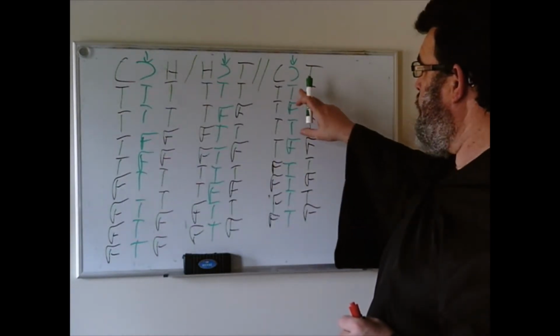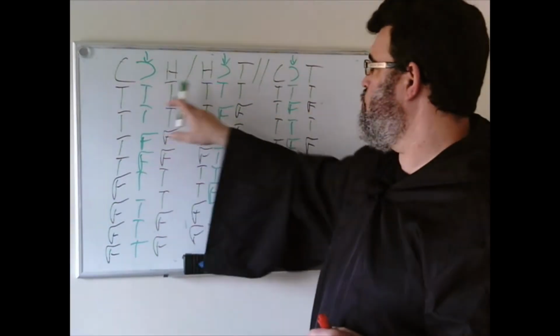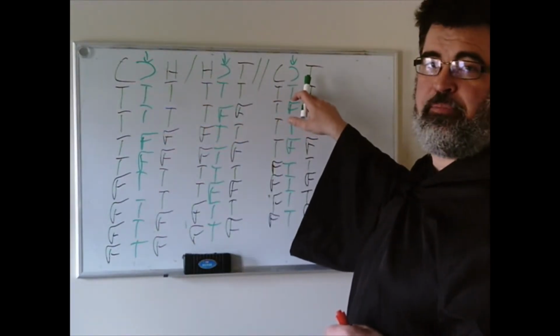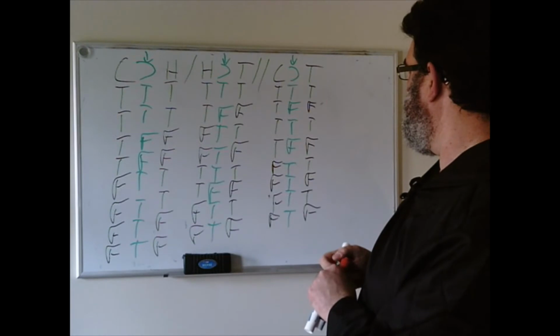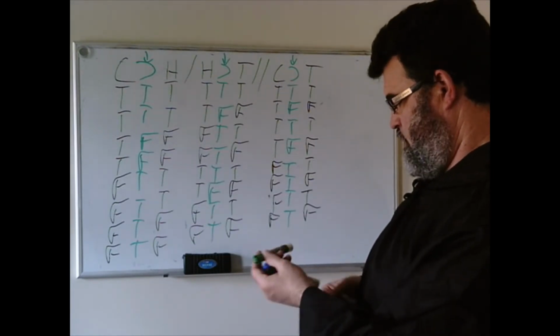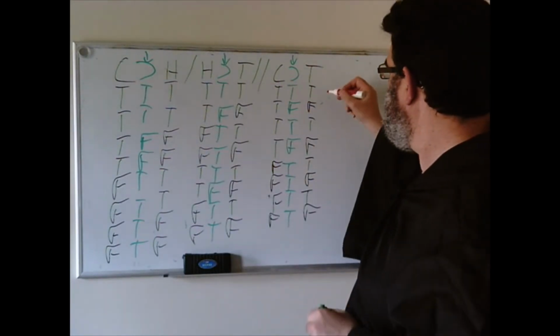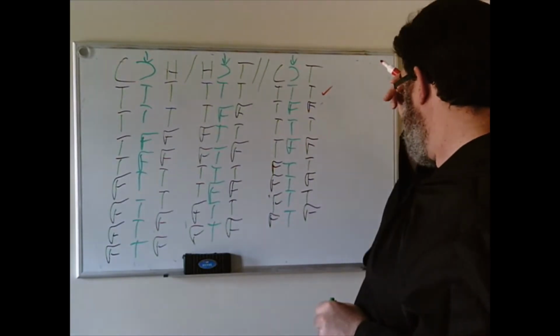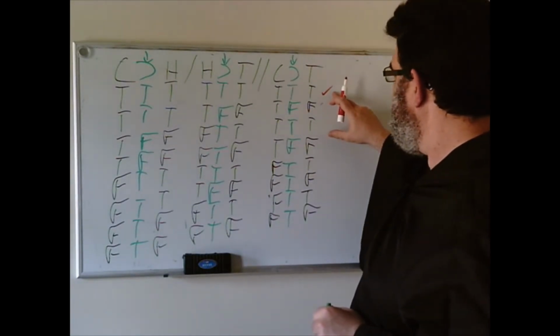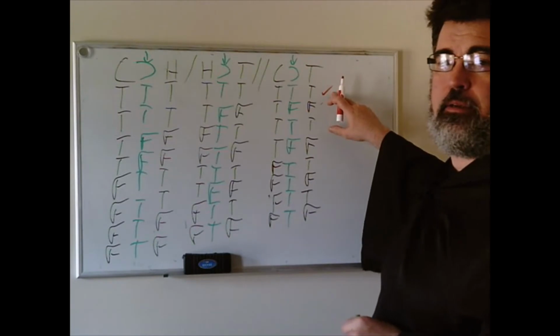So, my first row, I see true, true, true. So therefore, this row checks out. And I'm going to go ahead and use red as my checkoff color. And I'm going to say, okay, this row checks out fine.